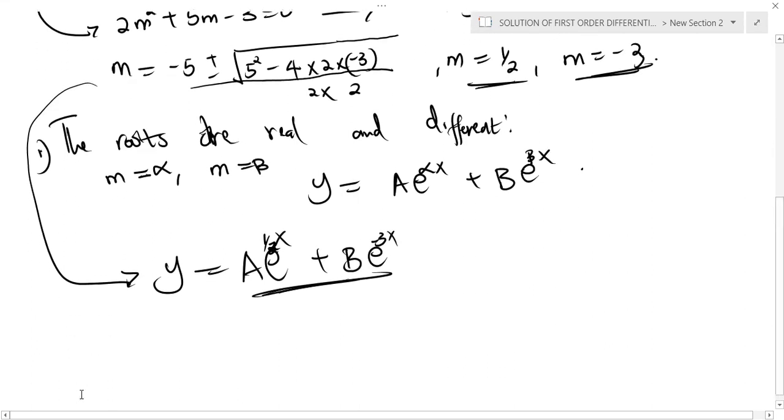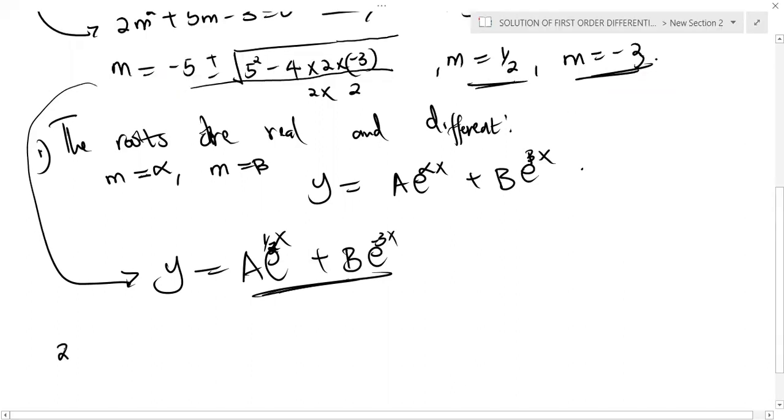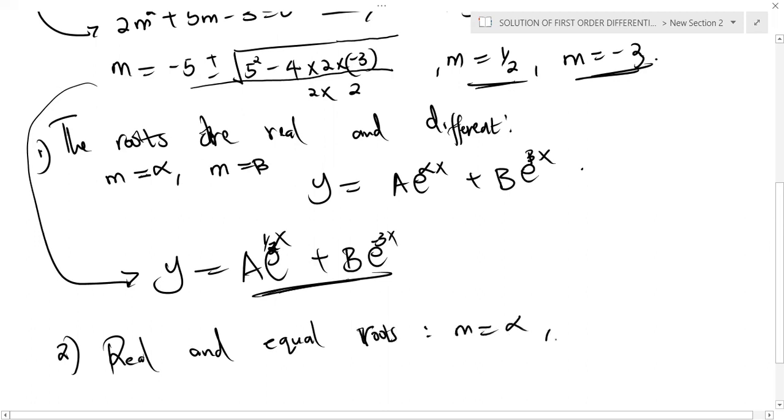Now, the roots don't have to be real and different all the time. The roots could be real and the same. So if you have real and equal roots, let's say m = alpha and m = alpha again, your general solution y will be given by e^(alpha x) multiplied by (Ax + B).